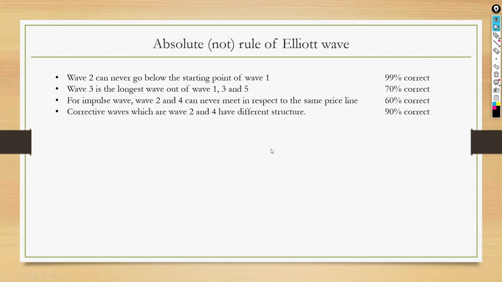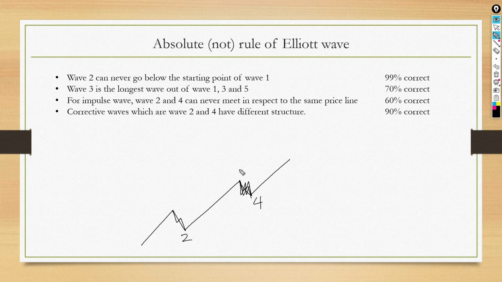And rule number 4, corrective waves, wave 2 and wave 4 have different structure. For example, if we have wave 1, 2, 3, 4, 5, this wave 2 and wave 4, if wave 2 has a zigzag, wave 4 cannot have zigzag. So it can be either a triangle or a flat or a mixture of those three.